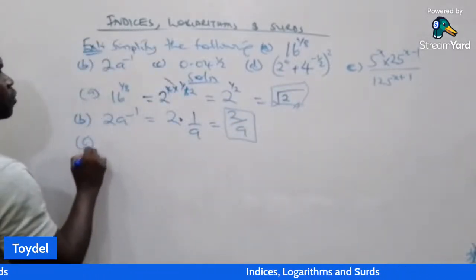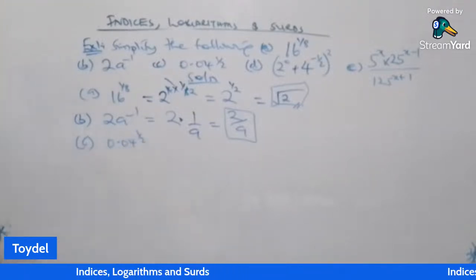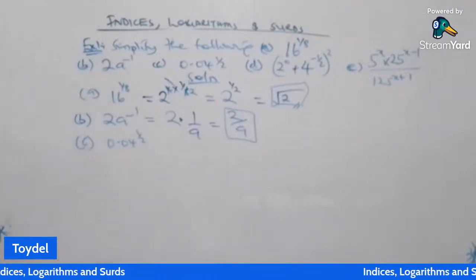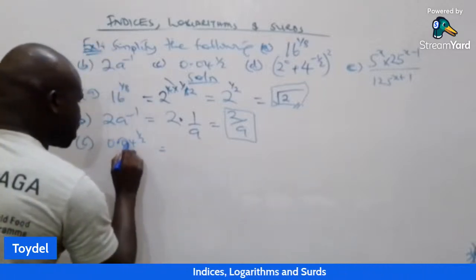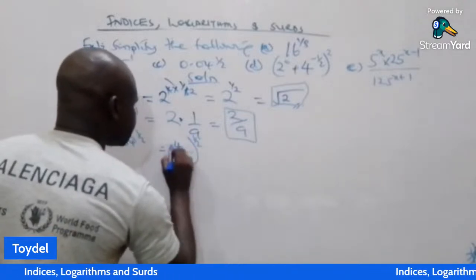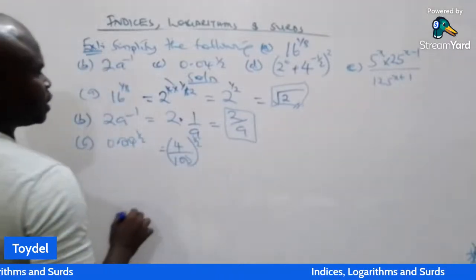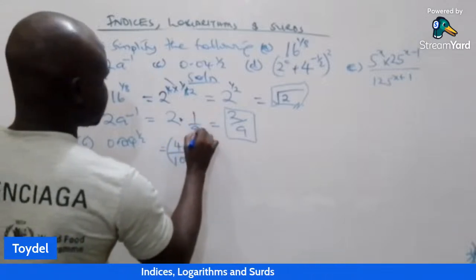Then we go to the third one, where we have 0.04 raised to the power half. Of course, this is a decimal fraction. We can actually convert this to a normal fraction. Let's shift this decimal point 1, 2. That will be 4 all over 100, everything raised to the power half. That's what we are going to get.